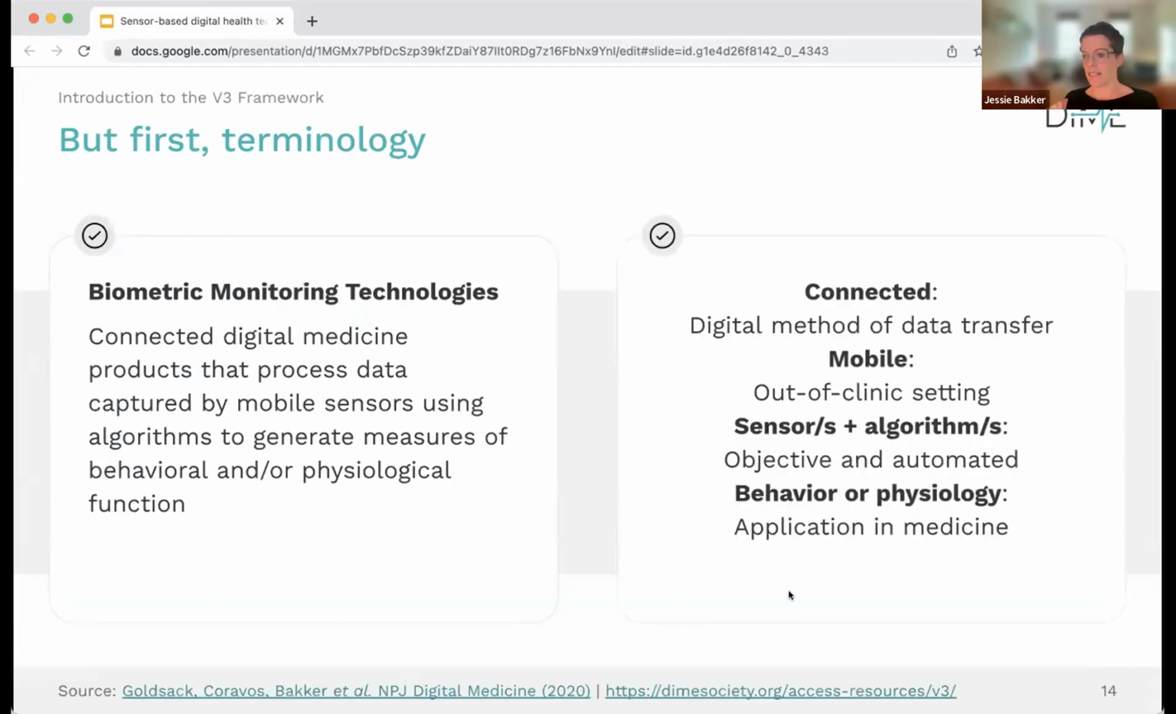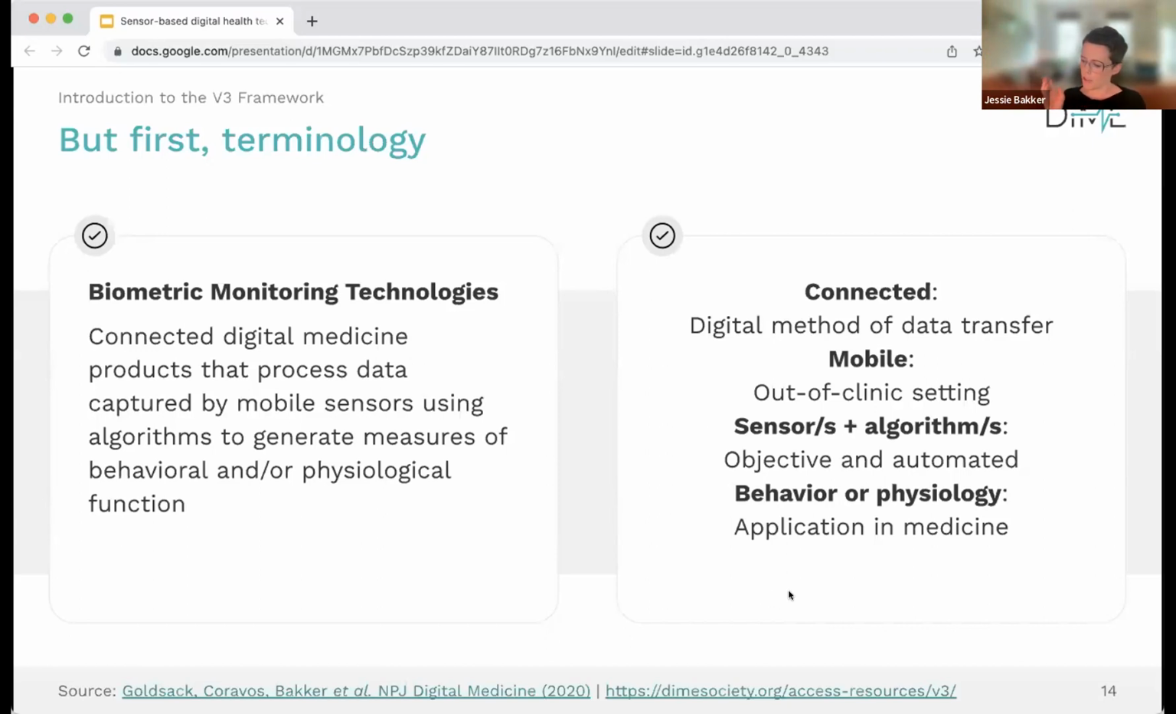The first is that these are tools that are connected, meaning that there is a digital method of data transfer. Oftentimes these days, the data transfer is wireless. So it might go from the tool itself to an app and up into the cloud, but it doesn't necessarily have to be wireless. These tools are mobile, meaning that they are capable of collecting data outside of the clinic or research setting without the support of specialty staff. And by definition, these are tools that use a combination of sensors and algorithms.